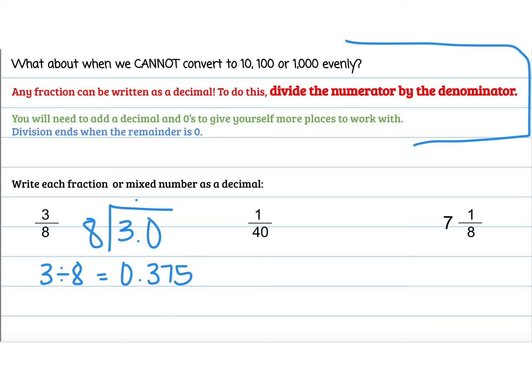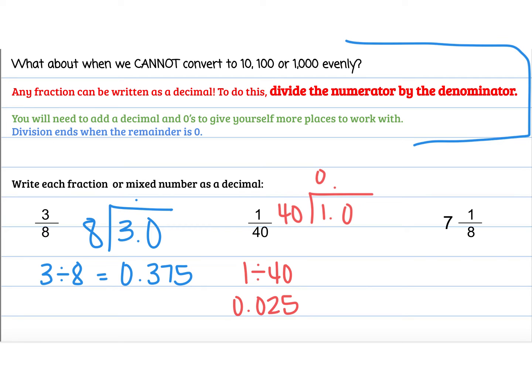So 40 does not multiply into 10, 100, or 1,000. So then I'm going to use my calculator to help me with this one. And I'm going to do 1 divided by 40. And if I don't have a calculator and I do long division, I would set it up with the top on the inside, bottom on the outside, carry my decimal, and then I would divide from there. So 1 divided by 40 is 25 thousandths. Okay.